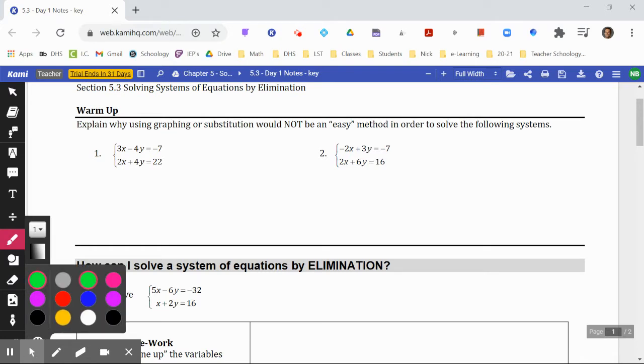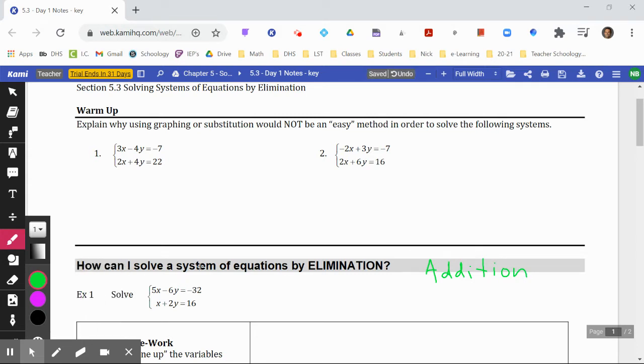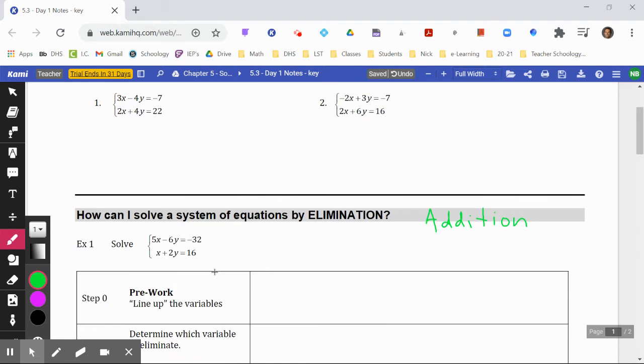Well, the answer to that is with adding or addition. We're going to need to add our two equations in order to solve our system. All right, so let's look at our first example and fill out this chart. We have our system of equations of 5x minus 6y is equal to negative 32, and x plus 2y is equal to 16.